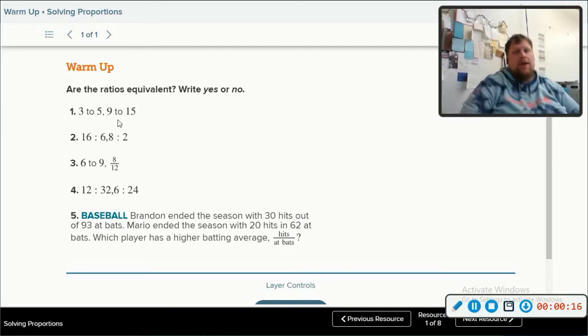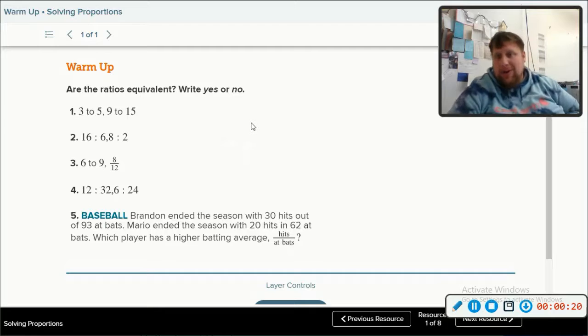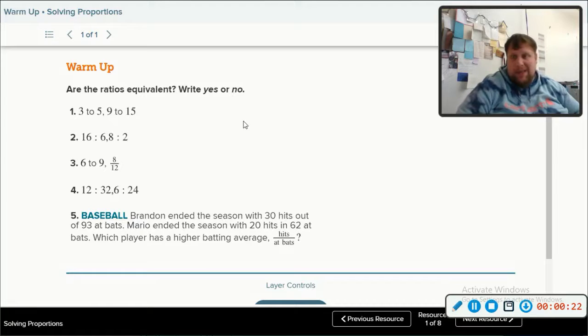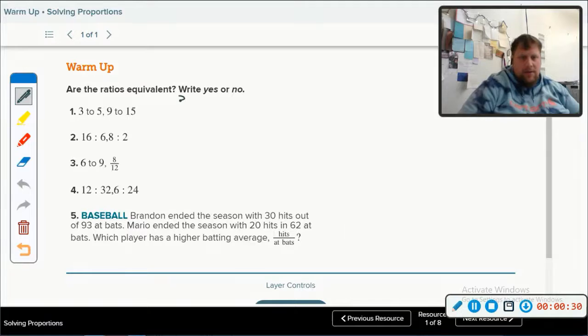Boom, let's do it. All right, are the ratios equivalent, right? Yes or no? You may not even know what equivalence means. It means they're the same, basically. We can simplify them to the same thing. So 3 to 5, all right? That's great. Another way you could write that is 3 over 5. And we want to know, is that the same as 9 over 15? Well, one way you could do it: is there anything I can multiply 3 by to get 9? Yeah, times 3. And would I multiply the same thing on the bottom to get 15? Yep, I would.